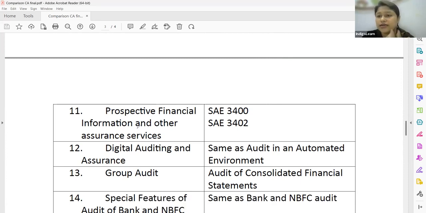Prospective financial information, which you can connect to professional ethics: when we talk about the auditor not being allowed to vouch for the accuracy of a transaction, at that time we give a reference to SAE 3400. So at that time we only gave a reference to the standards and understood a little bit about the standard, but now an in-depth understanding of these standards is going to be there. So prospective financial information also becomes a part of the syllabus.